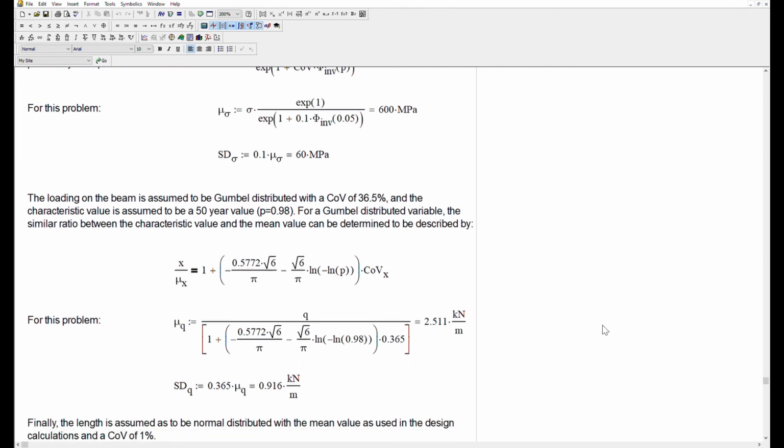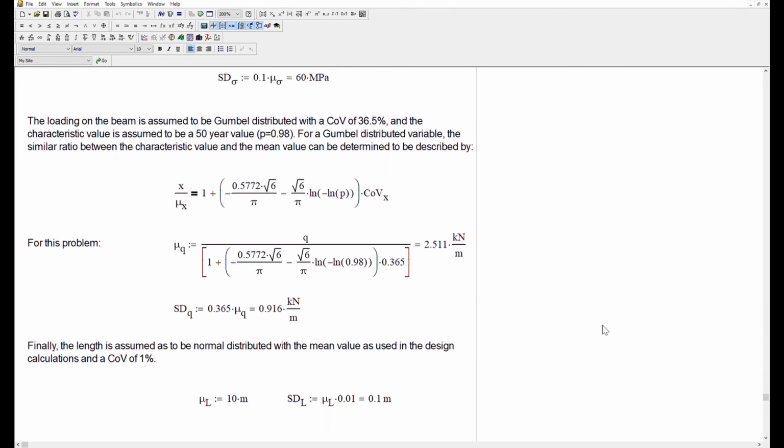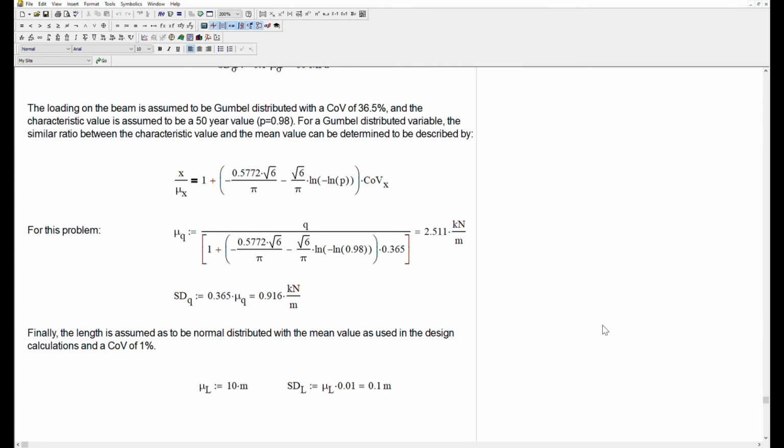The last parameter is the length, which we again assume to be normal distributed with the mean value similar to that used in design, and a COV of 1%, which then gives us a mean value of the 10 meter used in the design calculation and a standard deviation of 0.1 meter. So then we should have the necessary values that we need for doing some probabilistic or structural reliability analysis of this problem.